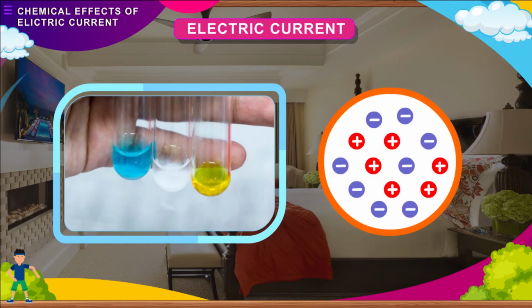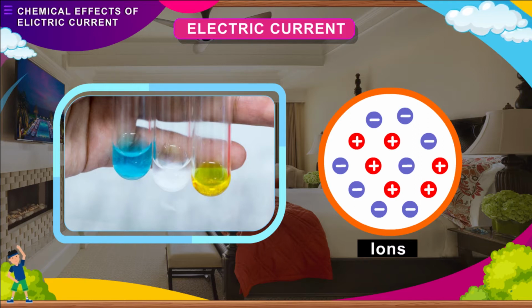In liquids, the moving charges are called ions. Ions are atoms or groups of atoms with a positive or negative charge. These ions make it possible for electric current to flow.